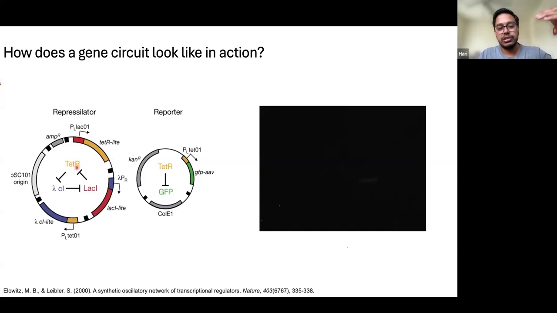And the concentration of these proteins can oscillate, and we have a reporter gene, GFP, that tells us how the concentration of one of the proteins is oscillating. So that is how we can observe the oscillations in the cell.